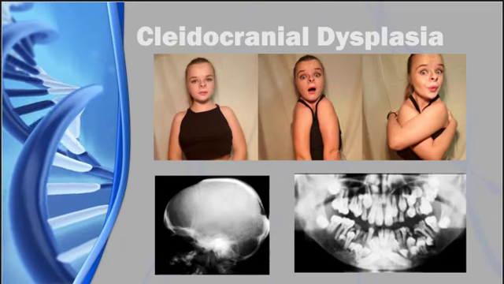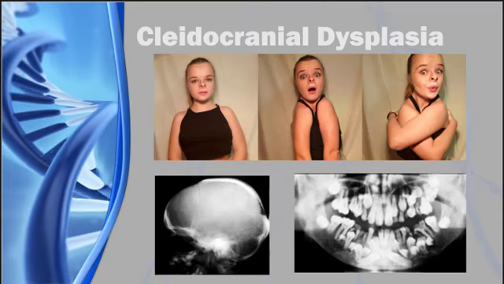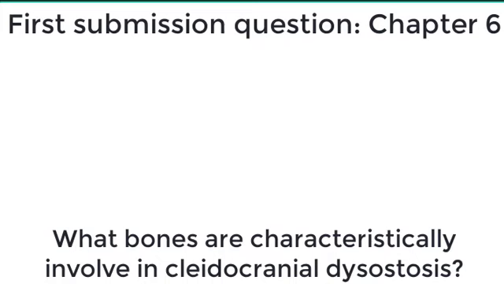So it's time for our first submission question for Chapter 6. What bones are characteristically involved in cleidocranial dysostosis?